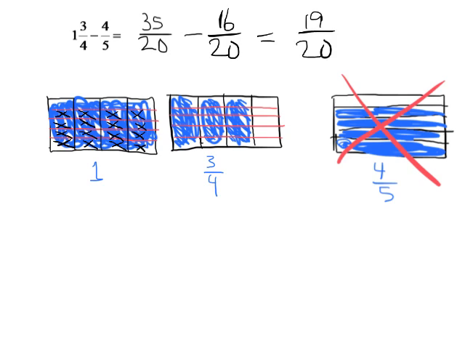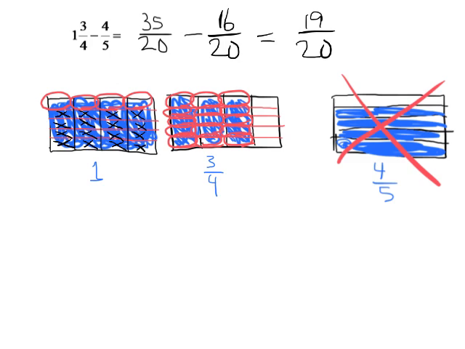Well, we can count the remaining. We could count, okay, here's 1, 2, 3, 4, and then 5, 6, 7, 8, 9, 10, 11, 12, 13, 14, 15, 16, 17, 18, 19. So there's our 19/20ths. Okay, so that's one way we could have done it.